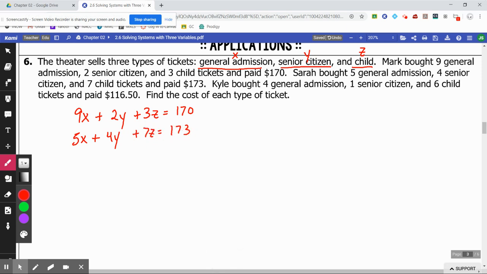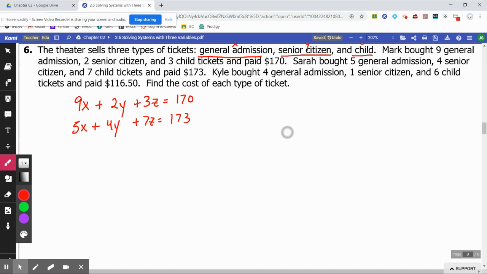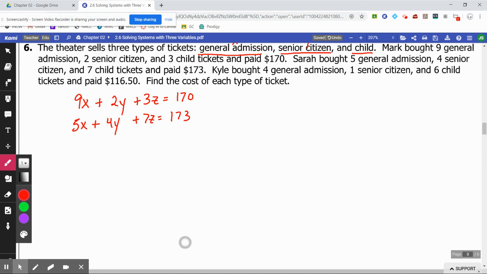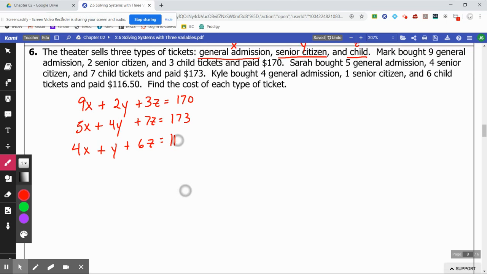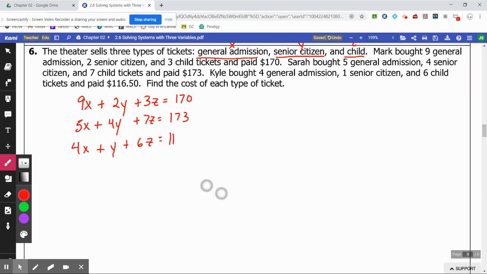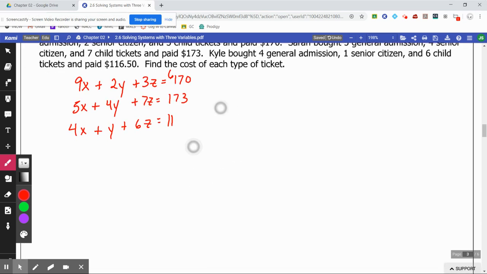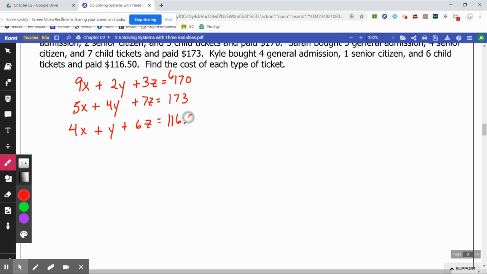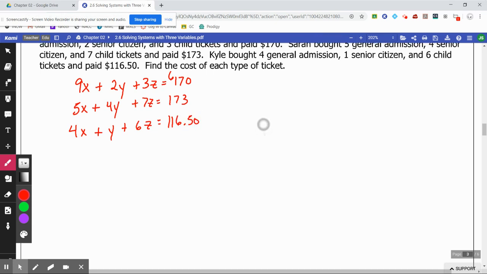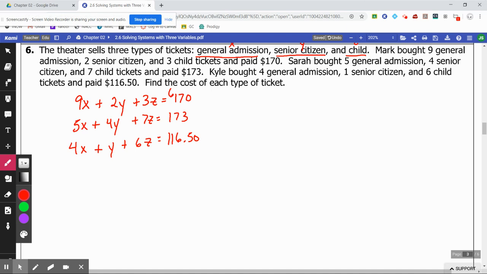Now, here's the key. If you have 3 variables, you need 3 equations. So it's going to have to give you another person. Kyle bought 4 general admission. He bought 1 senior citizen, and he bought 6 child tickets, and it cost him $116.50. Find the cost of each type. Again, you can use substitution.